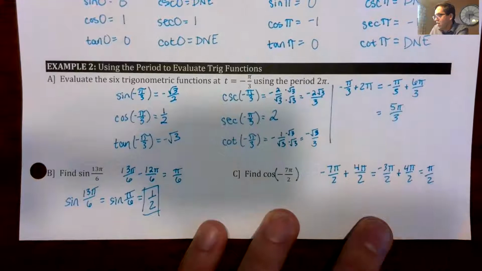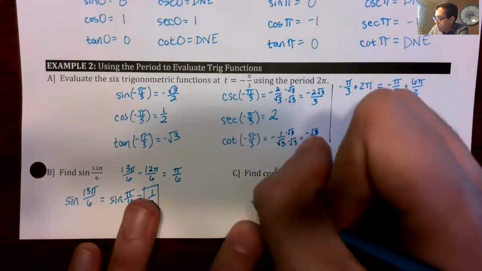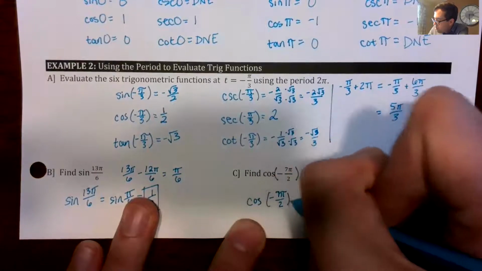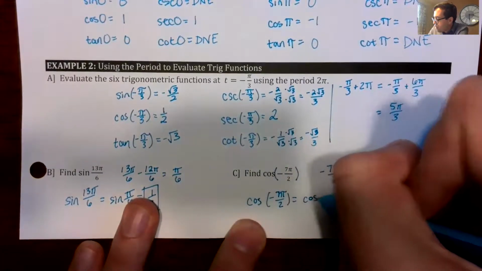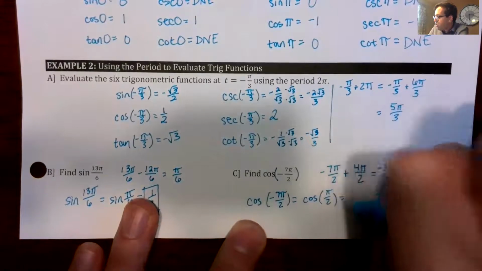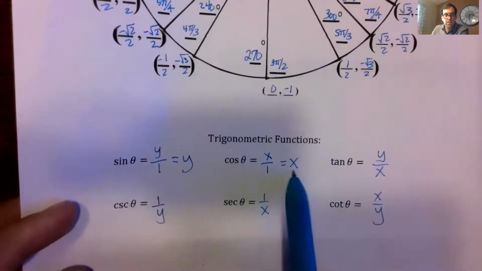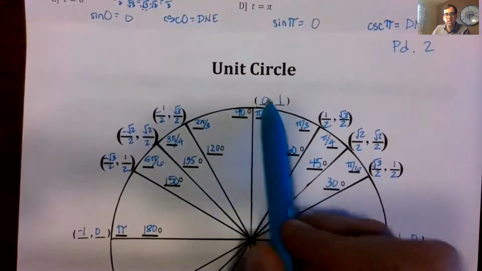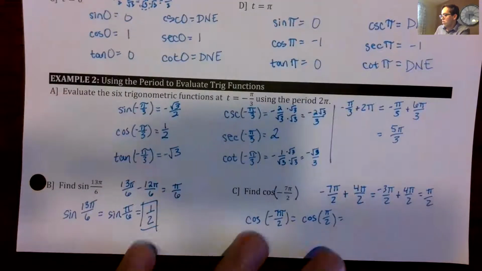Lucky for us, pi over 2 is on the unit circle, so what that means is that the cosine of negative 7 pi over 2 is the same thing as the cosine of pi over 2. So cosine, if we look at our unit circle to decode this, cosine is the x value. We're looking for pi over 2, which is right up here. The x value is 0. So the answer is 0.